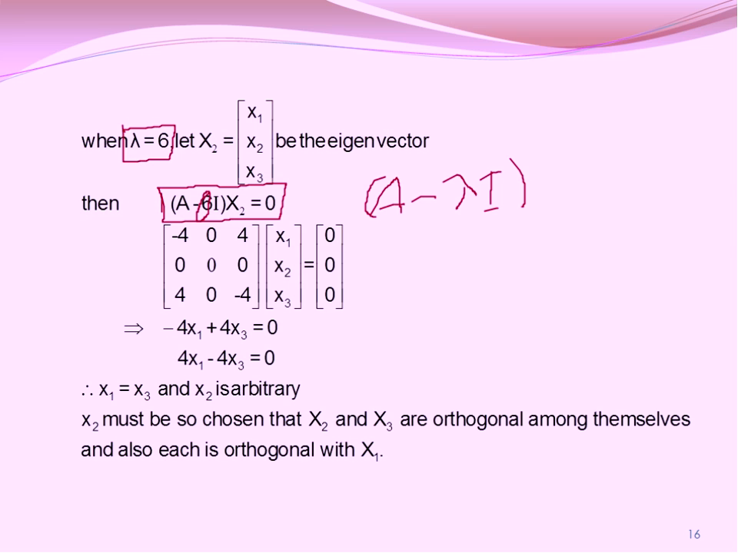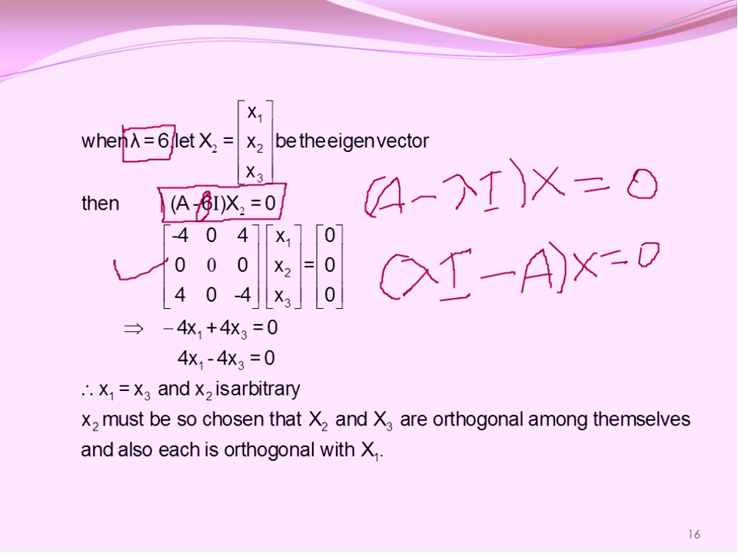In this PowerPoint slide, I observed that they write A minus lambda I. But don't be confused with this, because as I discussed in my face-to-face class, lambda I minus A is equal to 0 and A minus lambda I are the same, just multiply by a minus sign, the result is the same. In these PowerPoint slides, they use A minus lambda I. Both are equal, no problem.